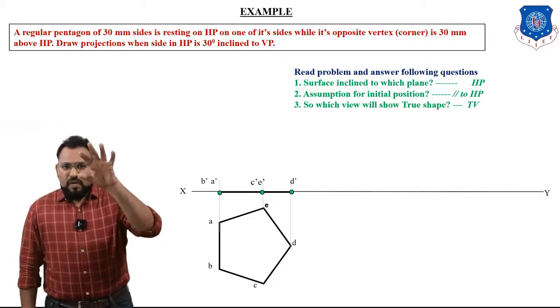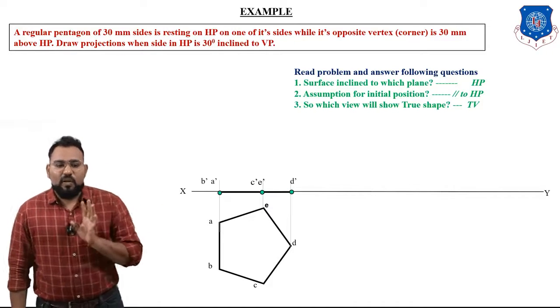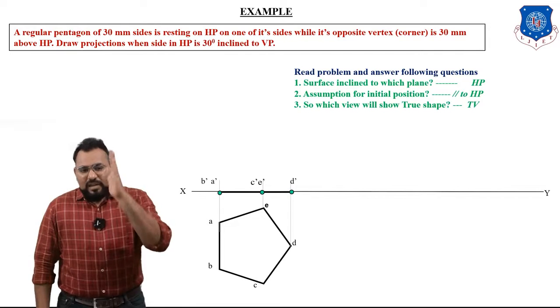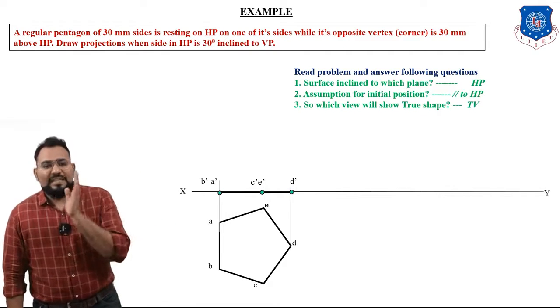So in first stage, top view we are getting a true shape, in front view we are getting one line. Okay, so now this much is ready. So first stage is done. Now we have to do a second stage.